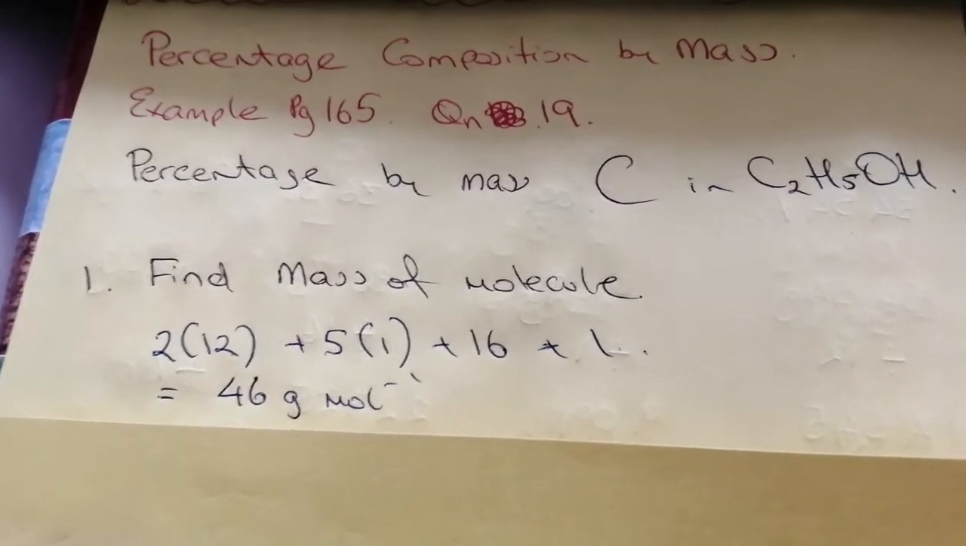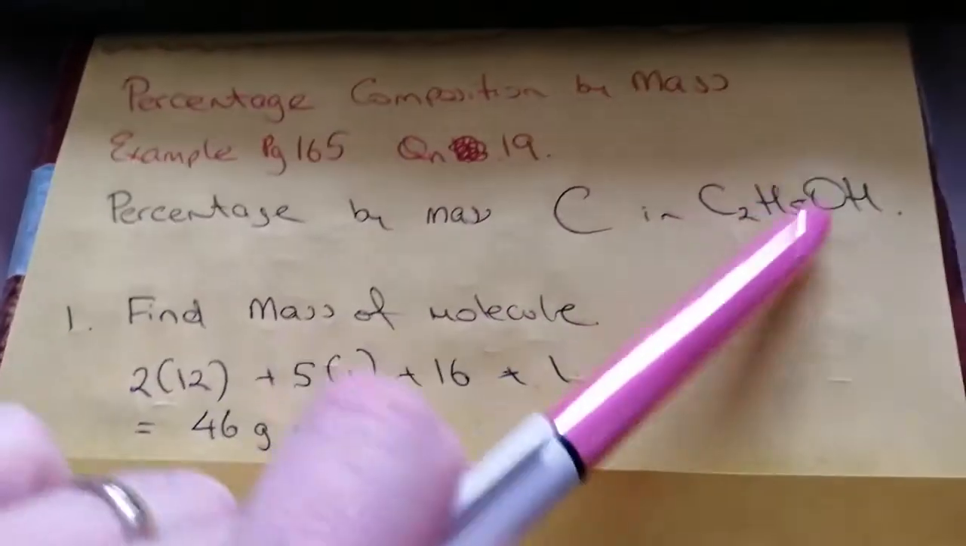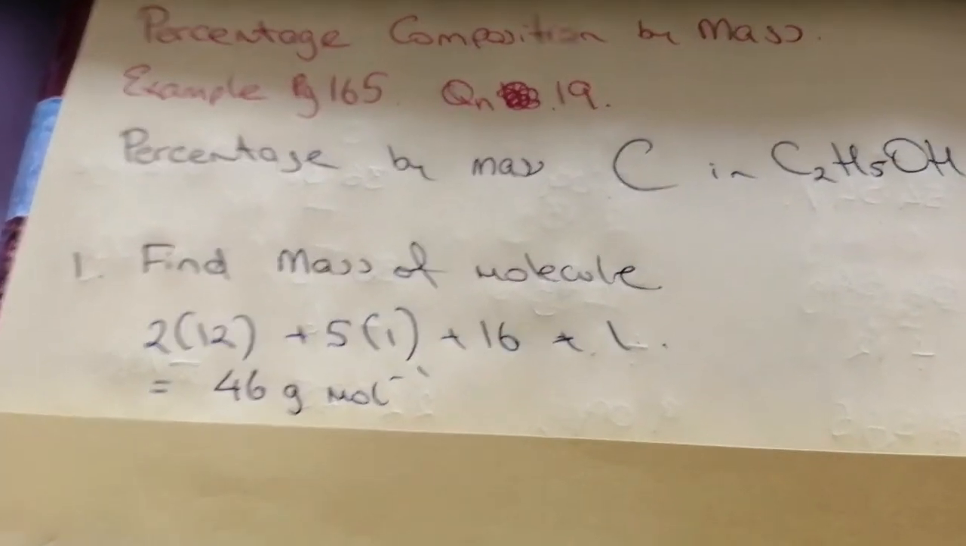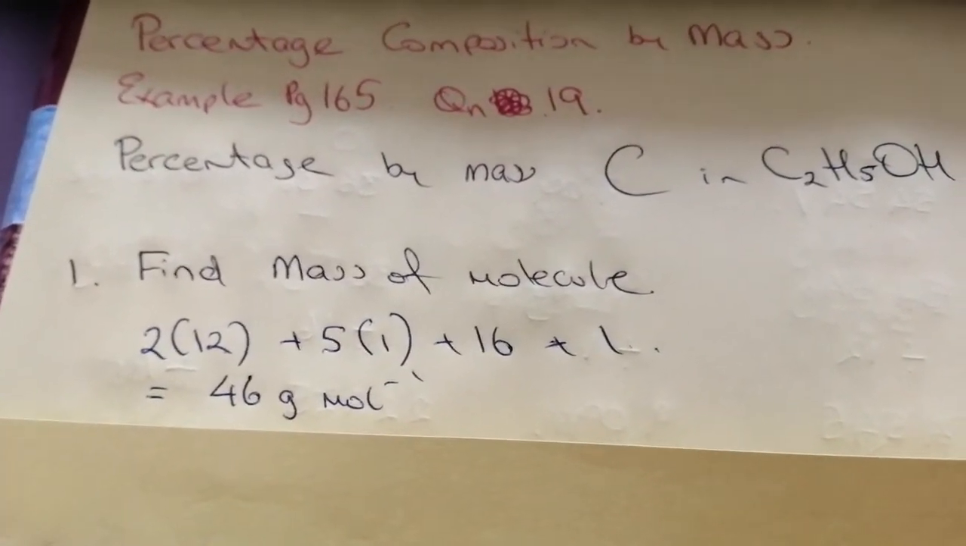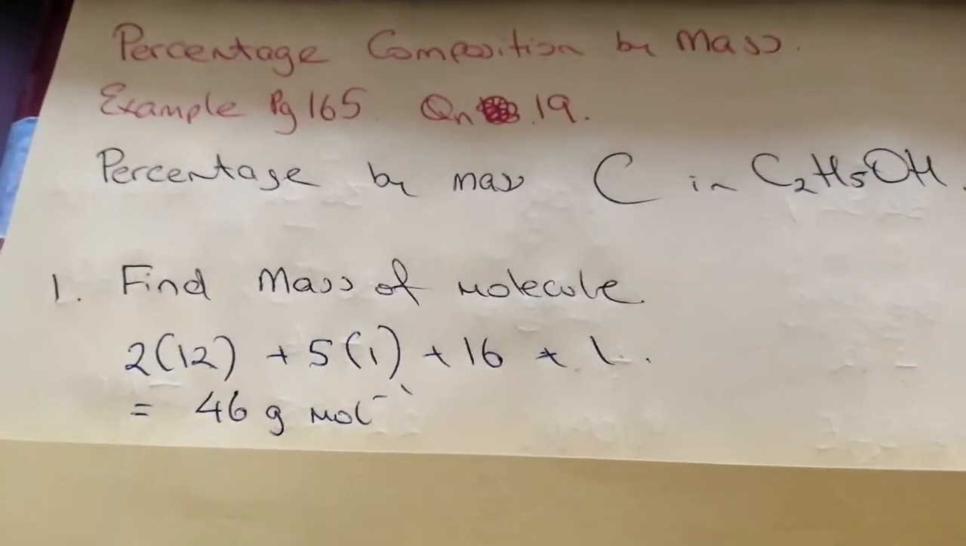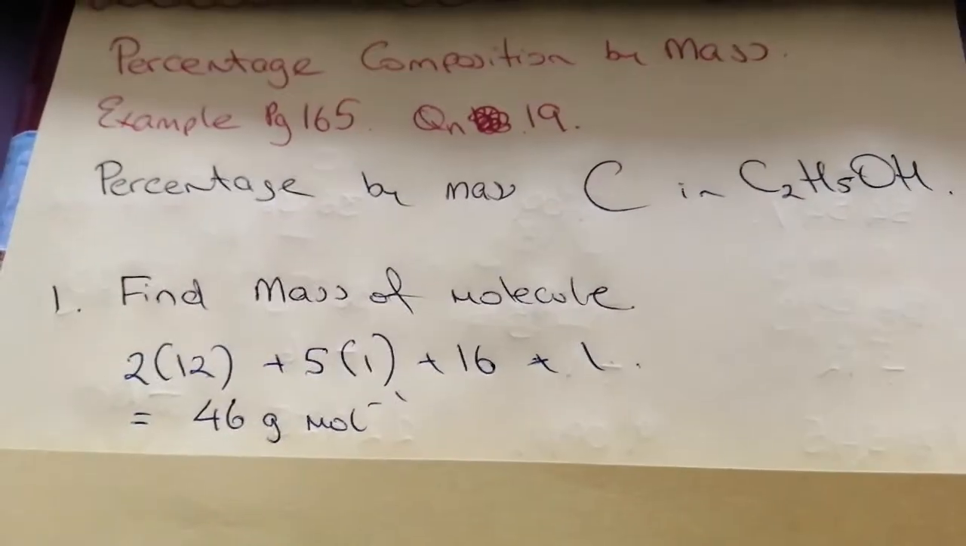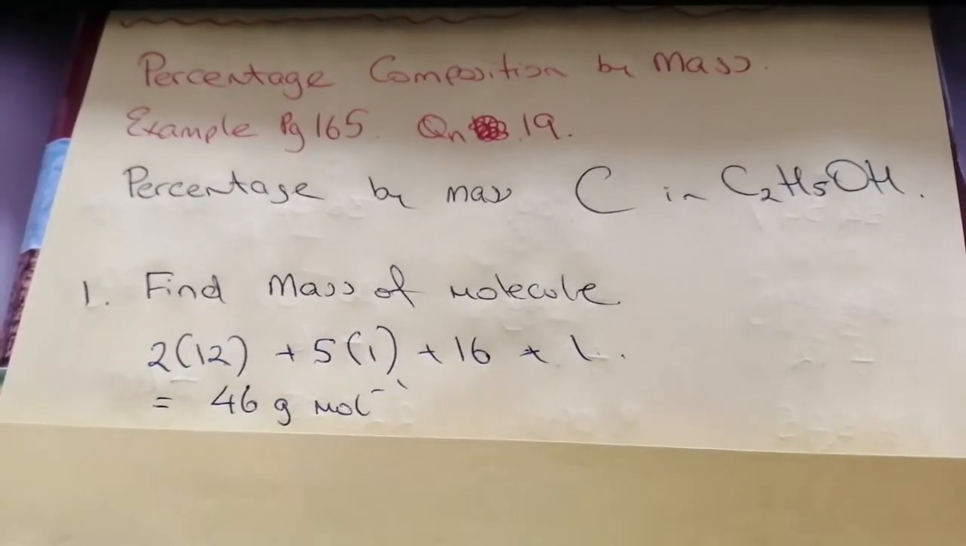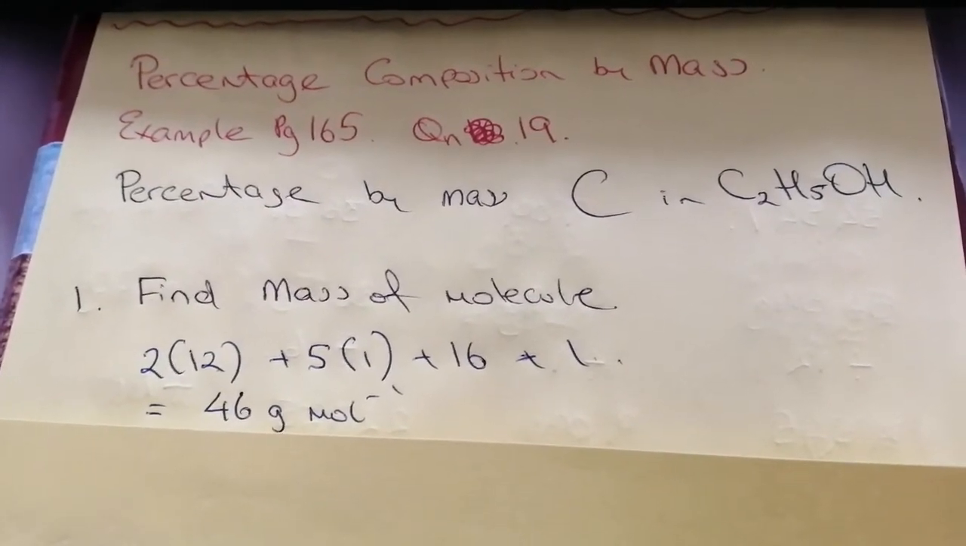I always do it like that, where I throw in the last hydrogen there at the end, because it just seems to work for me. It means I make less mistakes when I do it like that. You could always say 6 instead of 5, but that's neither here nor there. So you find the mass of the whole molecule. That's the first thing.